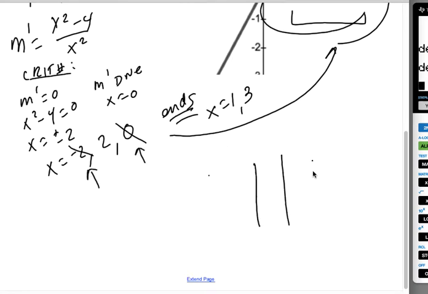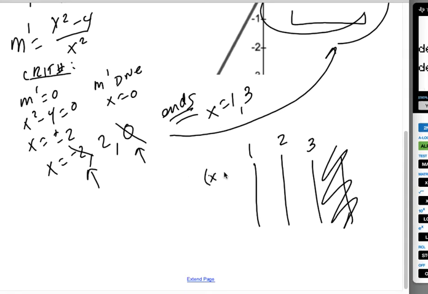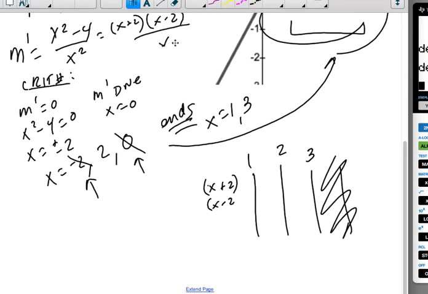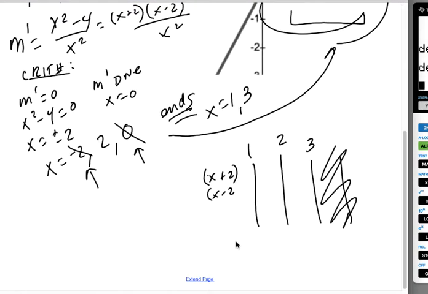So I'm going to go ahead and make a sign chart for this. I'm going to start at 1, then 2 is the critical number I got, and then 3, and I don't need the stuff after, my bad. So again, because I had endpoints. So now here are my factors. I have an x plus 2. I have an x minus 2, because x squared minus 4 is an x plus 2, x minus 2, right? And I have an x squared.